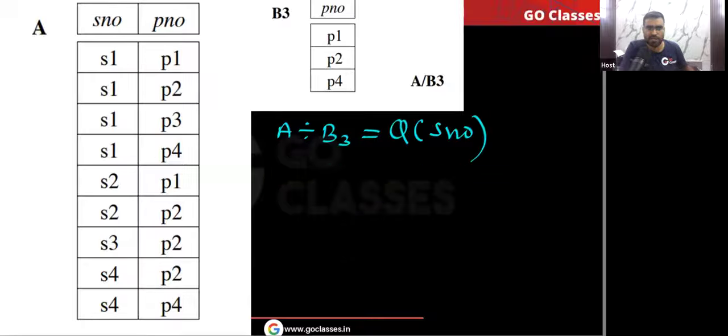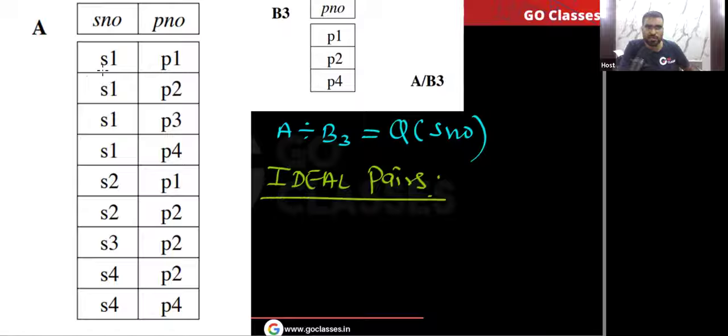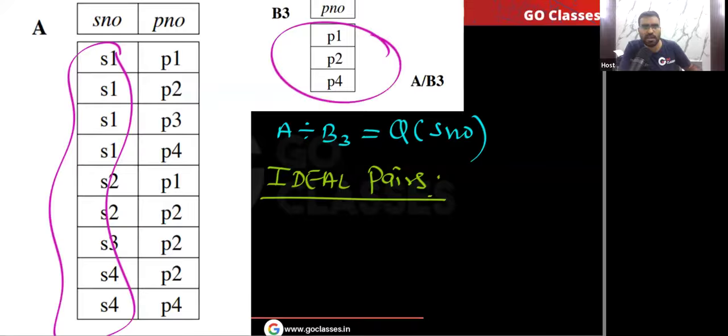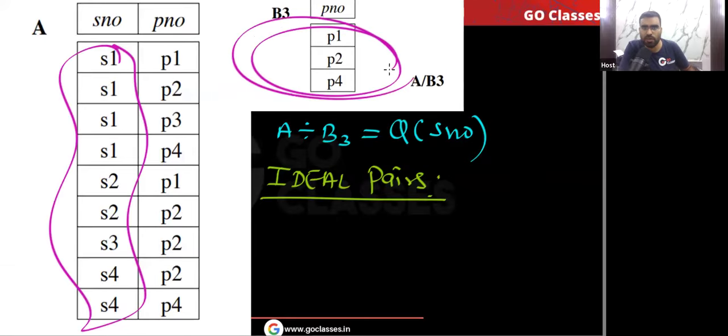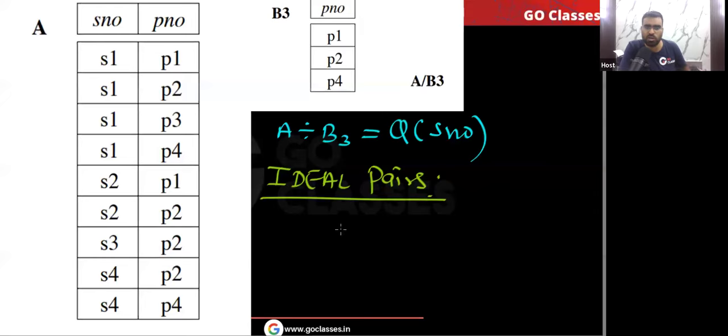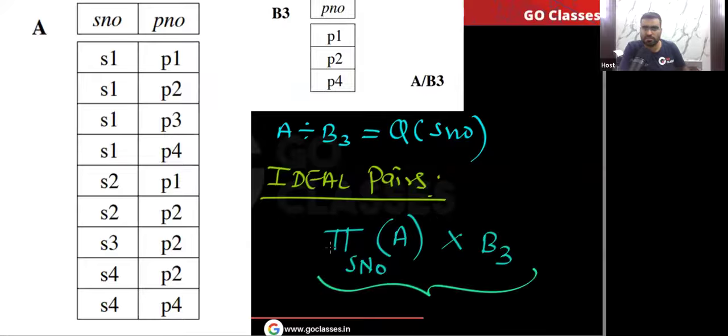Who are the ideal pairs? Ideal pairs means these S numbers should pair with every B3 value. So you will do cross product. From A, you project S number. They should pair with every B3 value, so do cross product with B3. These are the ideal pairs. Yes or no?